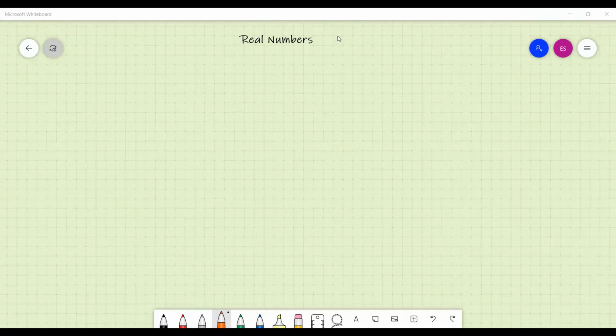Okay guys, so real numbers. We are going to start with drawing a picture of number sets, and they're going to look like nested dolls. So we're going to start with natural numbers. Natural numbers are numbers we use for counting. So I'm going to write down natural numbers.